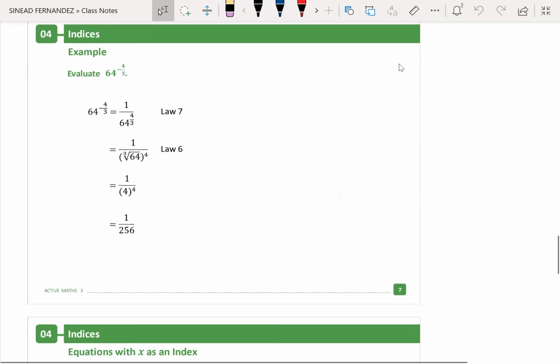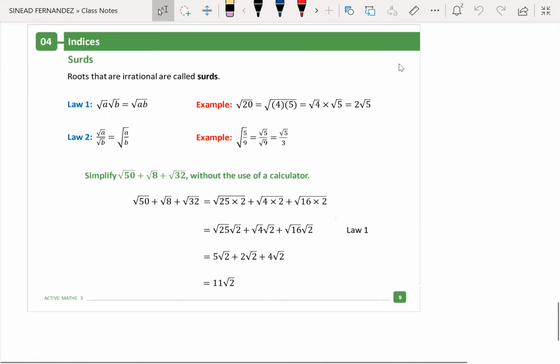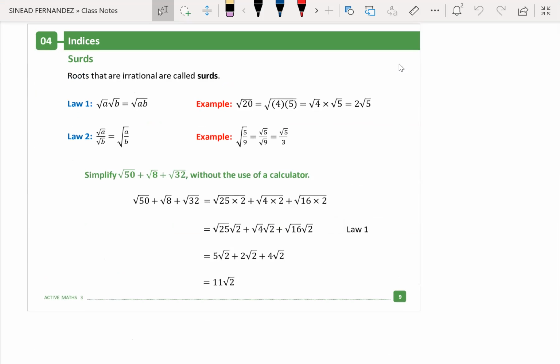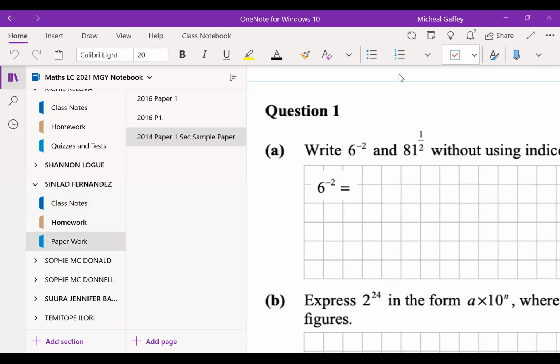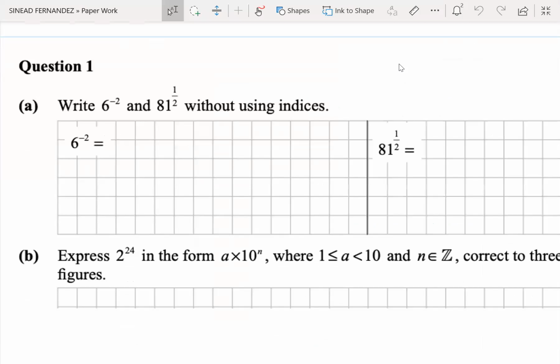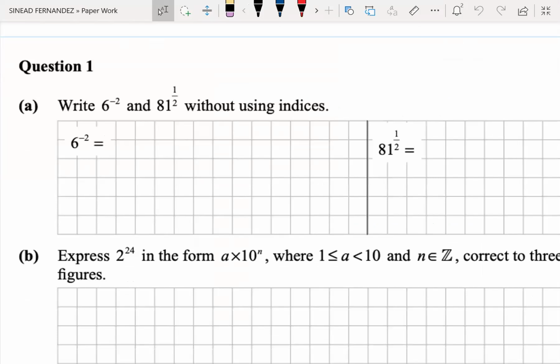And then some examples, and then some laws of surds, just 1 page on those. They're square roots, all right? So I put that into the class notes section. Now I'll go back to the paperwork section and let's start answering these. I want to keep the videos relatively short, okay?